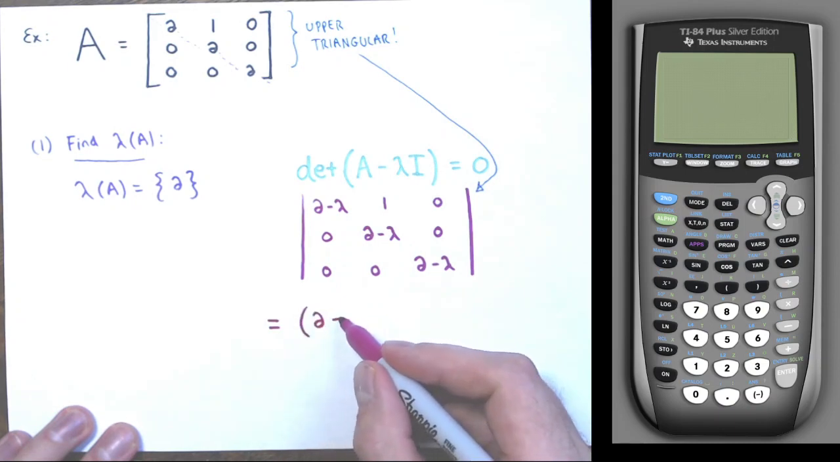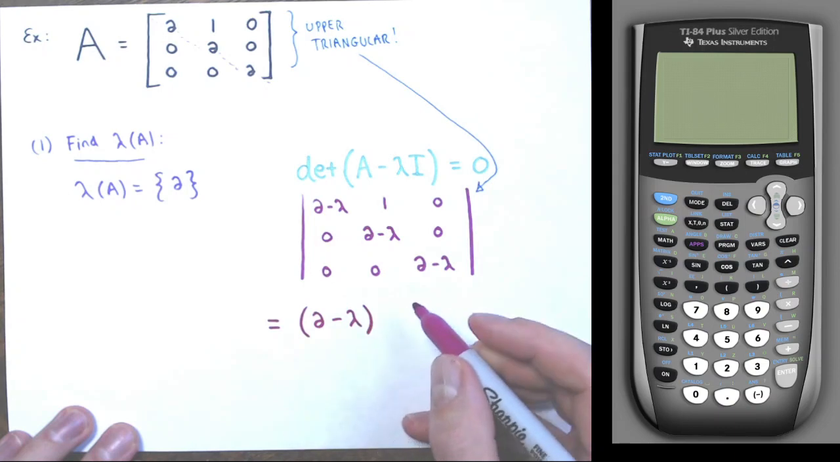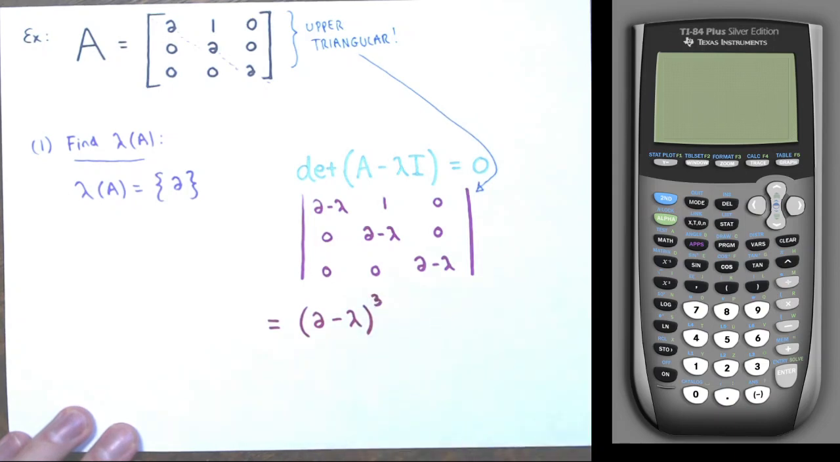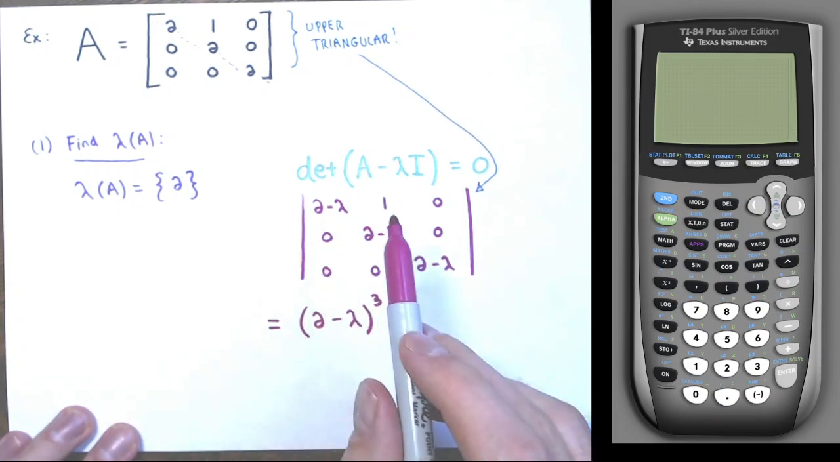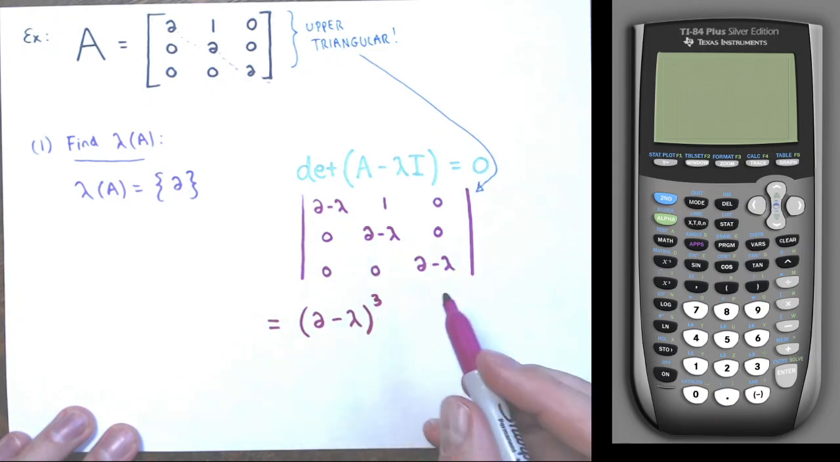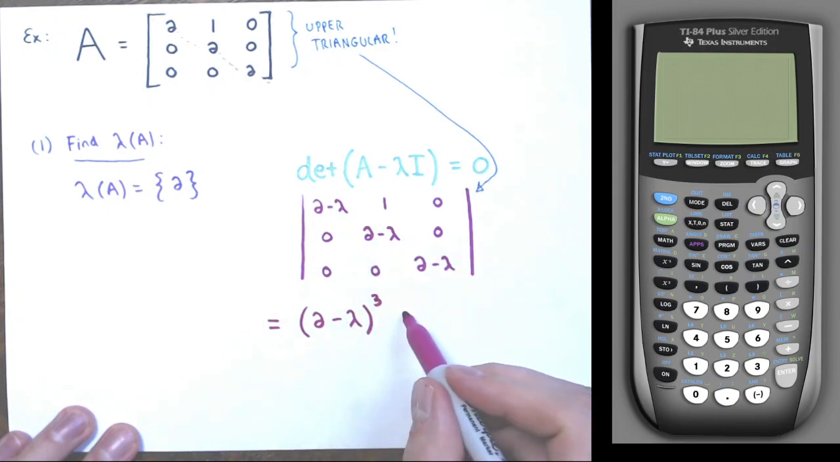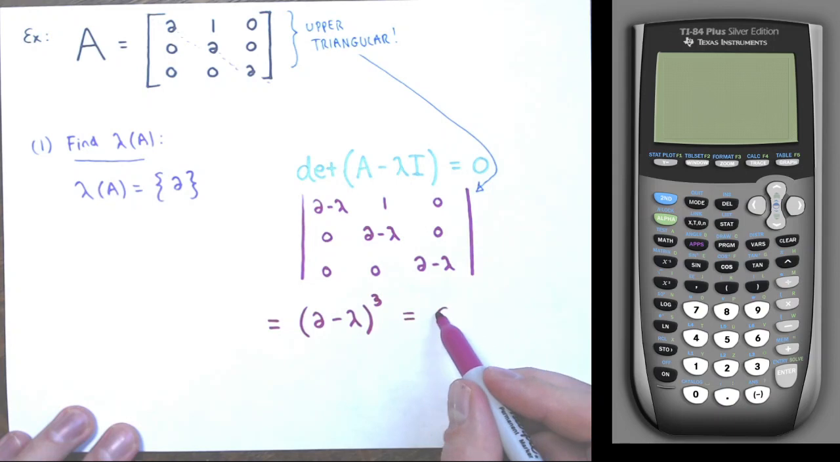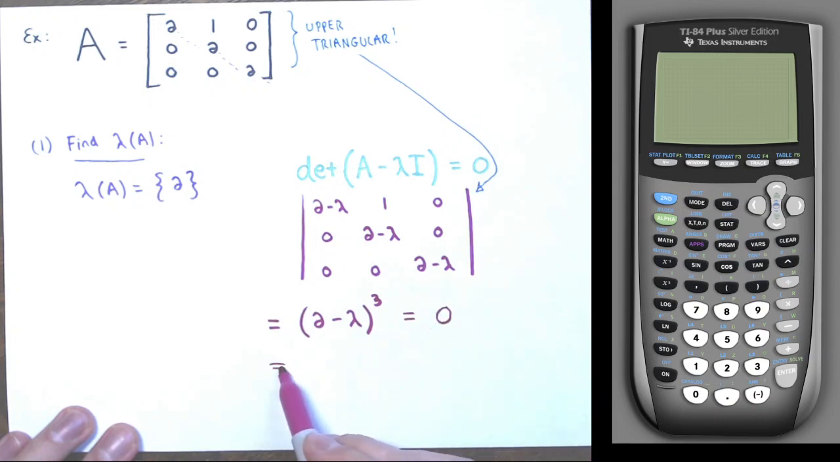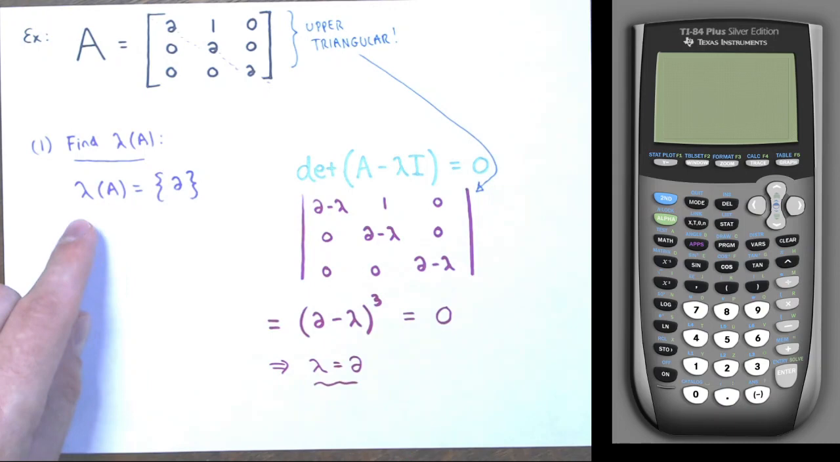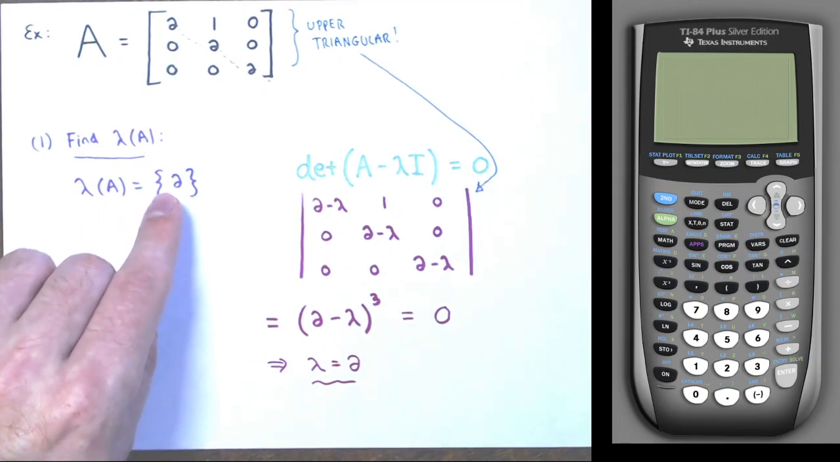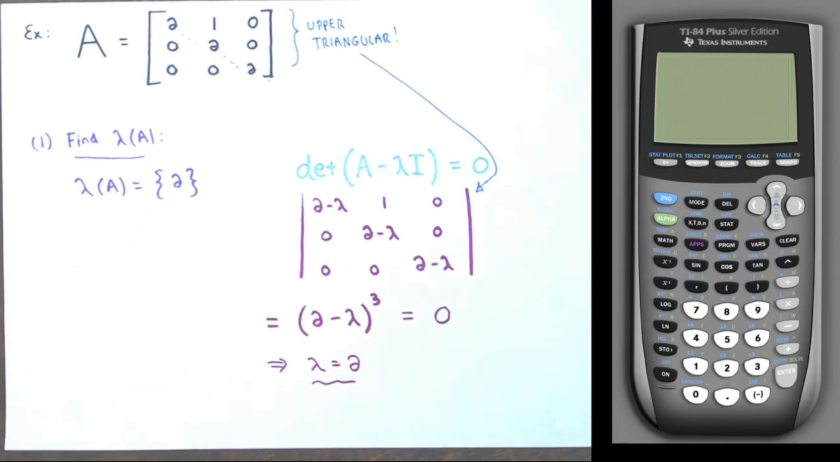So this is (2 minus lambda) cubed. Do you see that? 2 minus lambda times 2 minus lambda times 2 minus lambda. And the question is, when is this equal to 0? That happens when lambda is equal to 2 only, when 2 minus lambda equals 0. So the spectrum of A is just the set with the number 2 in it. That's the only eigenvalue.